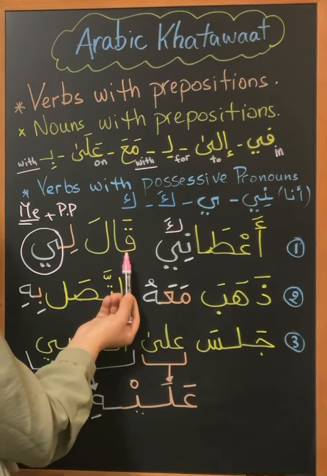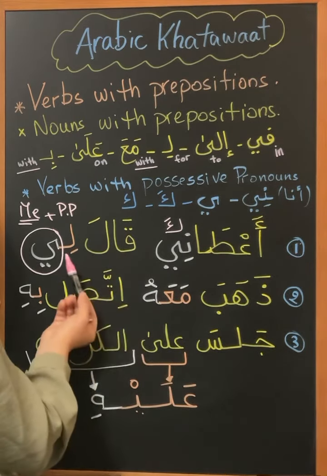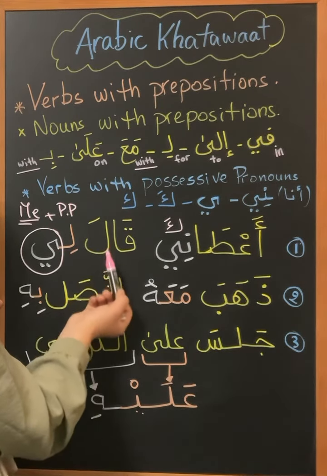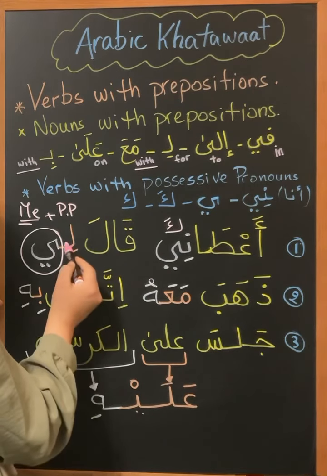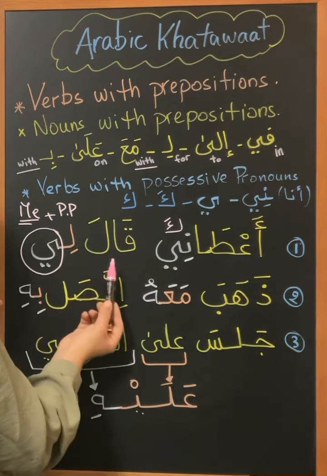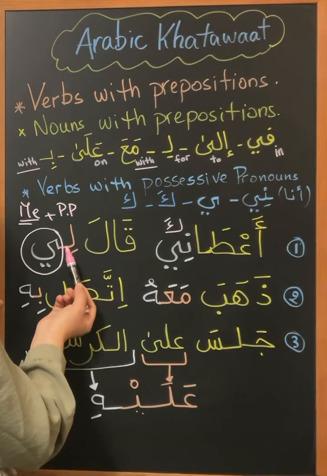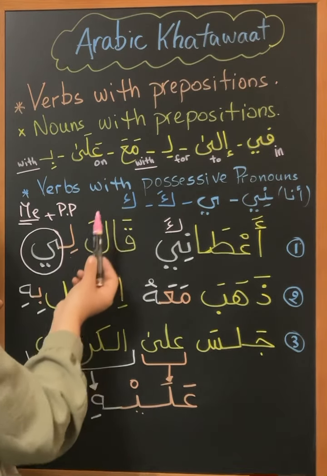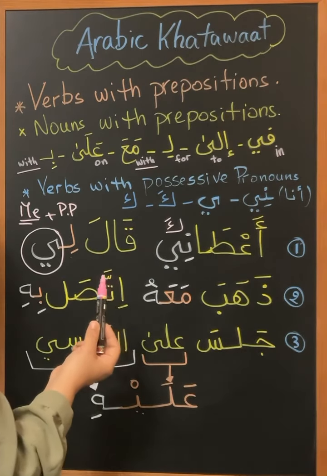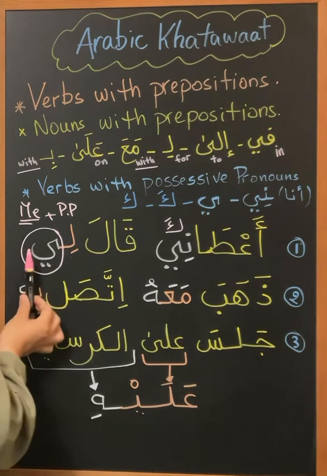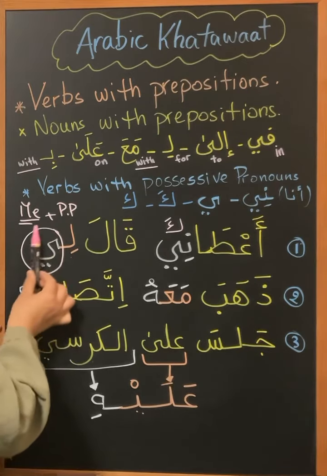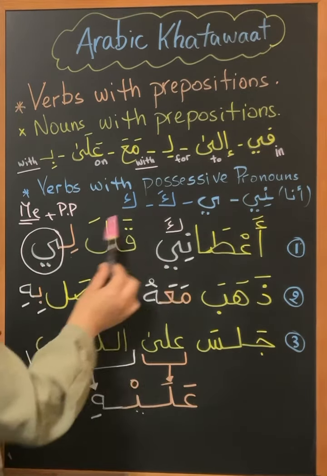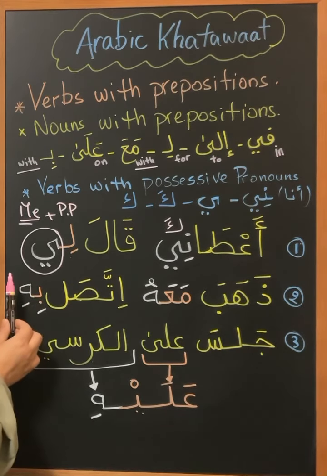This verb has قال لي, he told me. In English, you would say he told me, with no preposition, but in Arabic you have to include لي. If you're trying to say he told you, he told her, he told him, the only part that's going to change is what I circled over here, which is the me part, and you're going to put ك. قال لك, he told you.